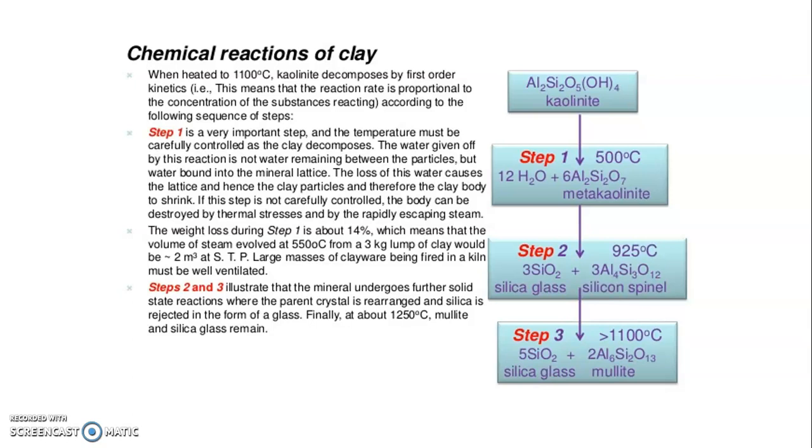Next, steps 2 and 3 are explained in the flowchart. Here you can see the mineral undergoes further solid state reactions where the parent crystal is rearranged and the silica is rejected in the form of glass. Finally, at 1250 degrees Celsius, the mullite and silica glass remain the same.